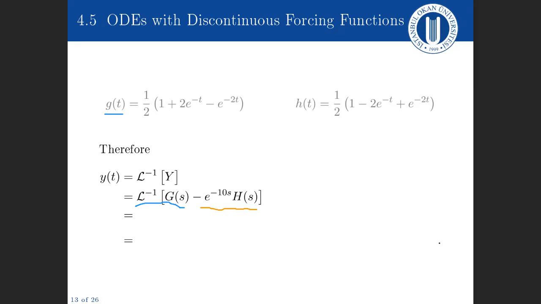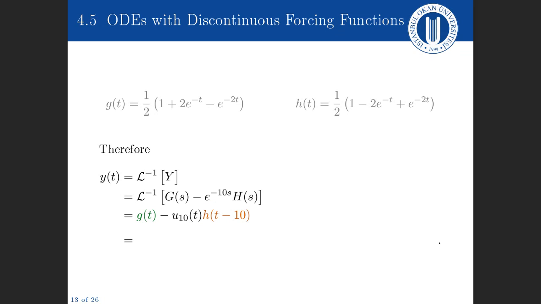For the second term, we're going to need to use our shifting formula. The exponential becomes U10, and then capital H becomes small h, but we have to shift it. It's not small h of t, it's small h of t minus 10. And then we're ready to write down the answer.